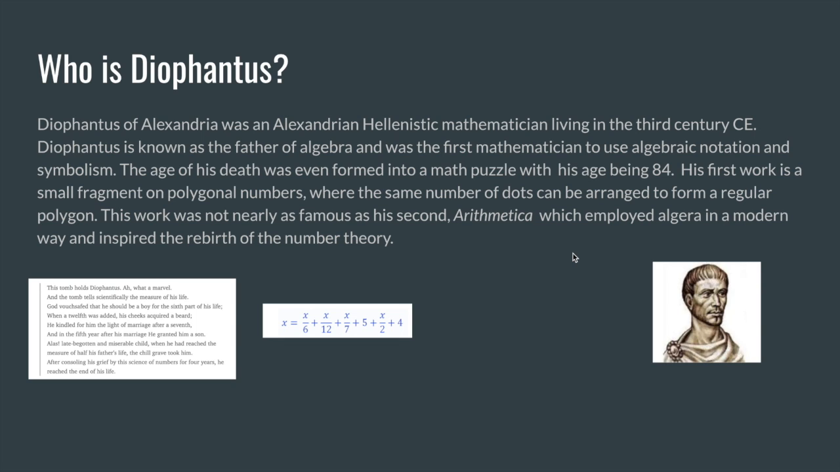Not much is known. He's considered the father of algebra and was the first mathematician to use algebraic notation and symbolism, and we'll see that through Arithmetica. He wrote several different books apart from Arithmetica, but none of them are as popular. Some of them were Moriastica, Porus Mata, and one on polygons, but of course Arithmetica was the most popular because it was a different way to represent algebra, and it inspired the rebirth of number theory.